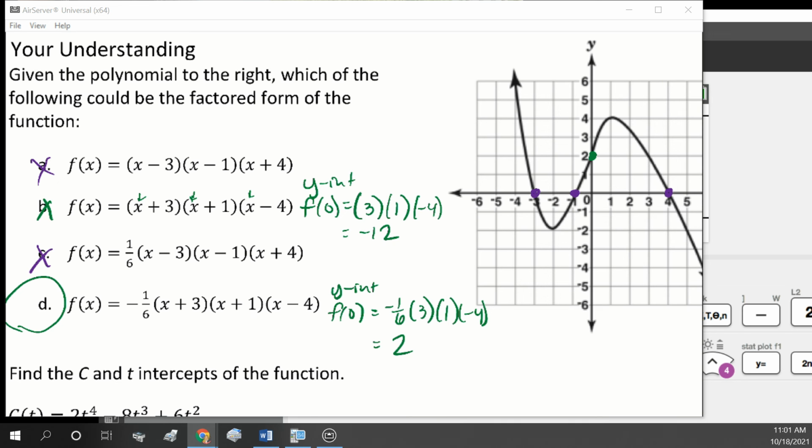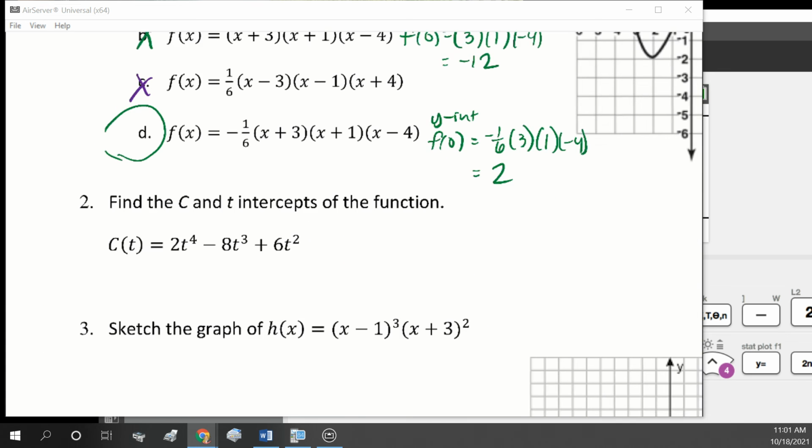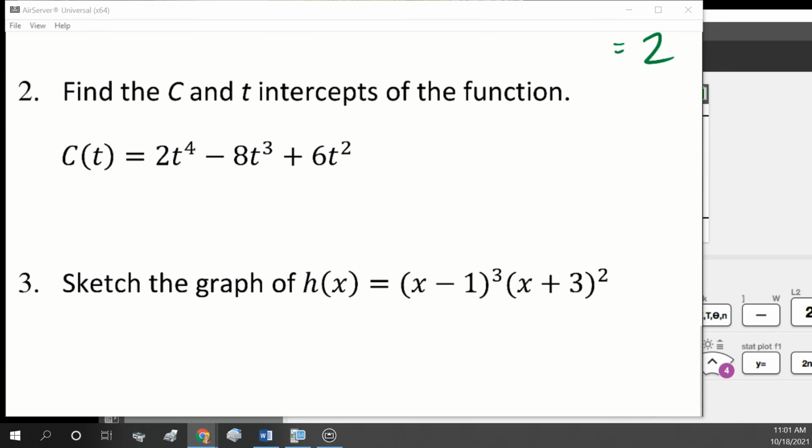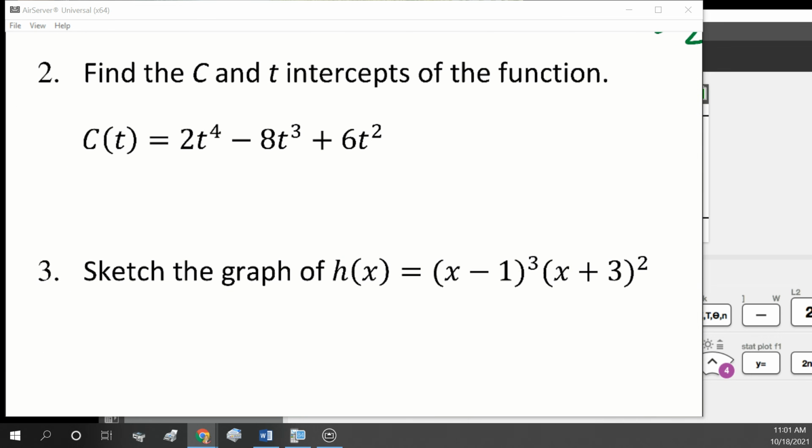Okay. And then for number 2, they ask us to find the C and T intercepts. So same as x and y, except this function doesn't have x and y, it has C and T. So what we would normally do to find the x-intercepts, that's going to be the t-intercept. I did notice in your book, sometimes it'll say vertical and horizontal intercepts instead of x and y, but they all kind of mean the same thing.